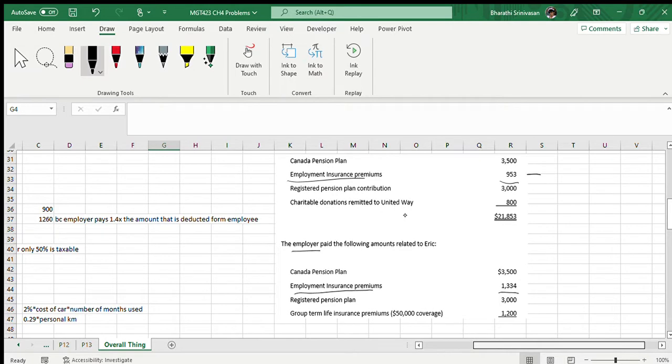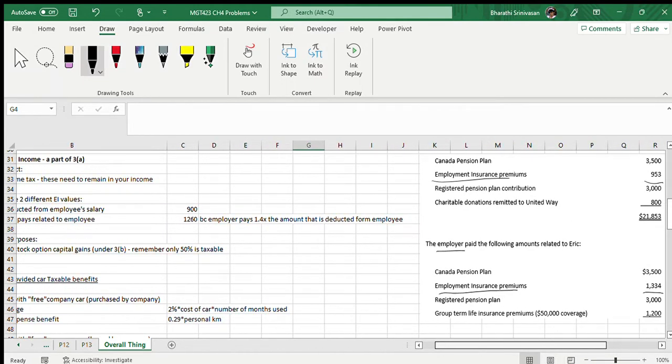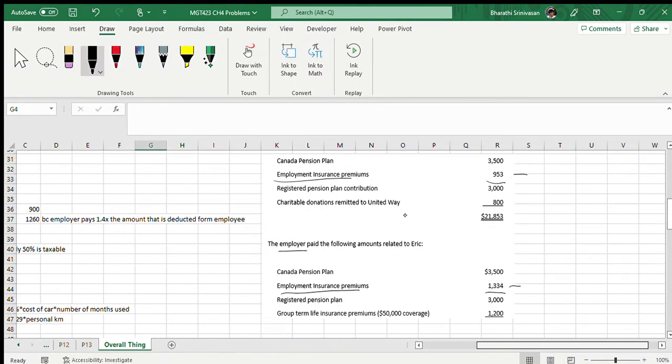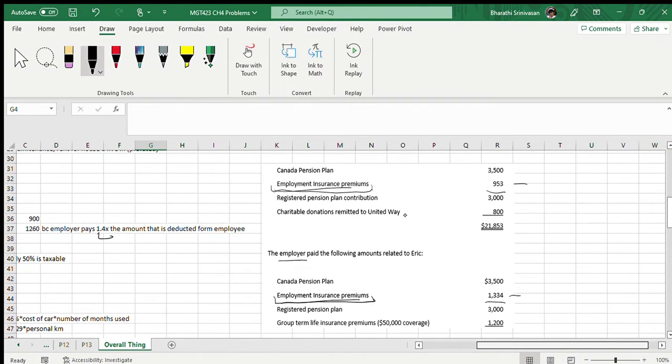You don't actually have to worry about these two numbers at all, because they won't factor into your employment income. But just for general knowledge, the reason there are two different numbers is that the number deducted from your salary is less than the number that the company has to pay to the government. The employer has to pay 1.4 times the amount that's deducted from the employee. So 953 times 1.4 is 1334, which lines up nicely.